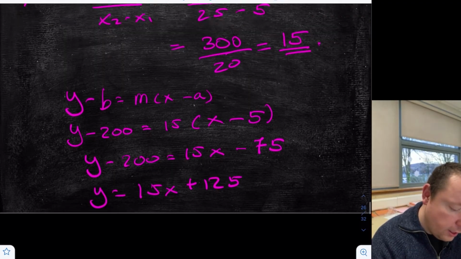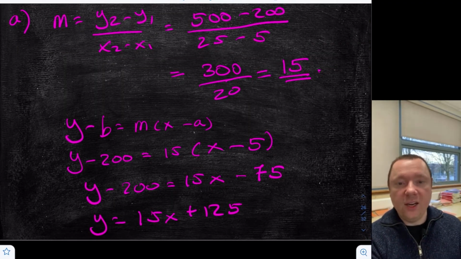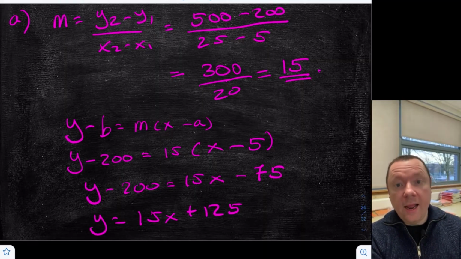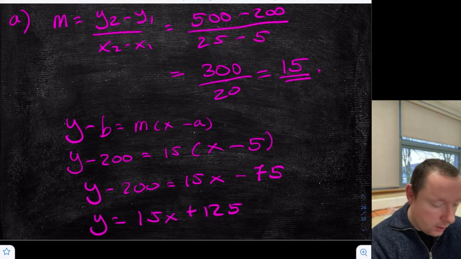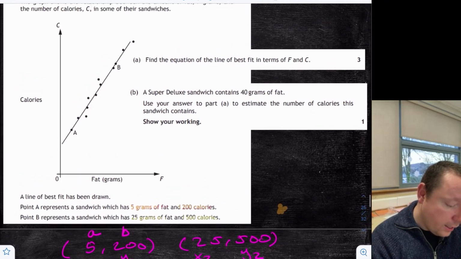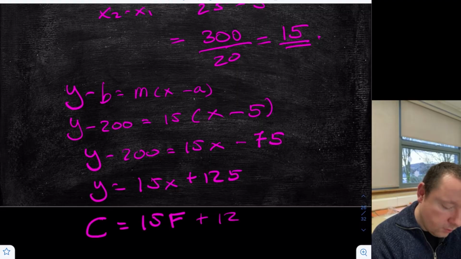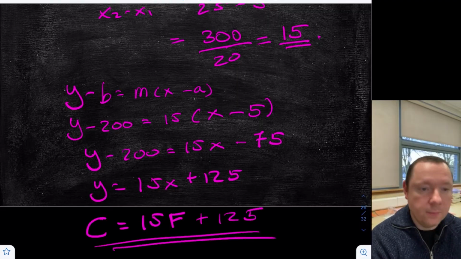And usually with a straight line question, you'll be done there. But this is worth 3 marks, and you get a final mark for swapping the y and x for the proper terms. So in this question, y is C for calories and x is F for fat. So I switch the y for C: C equals 15F plus 125 for my final mark.